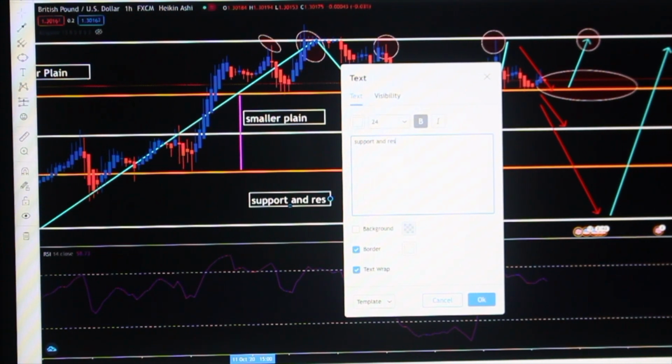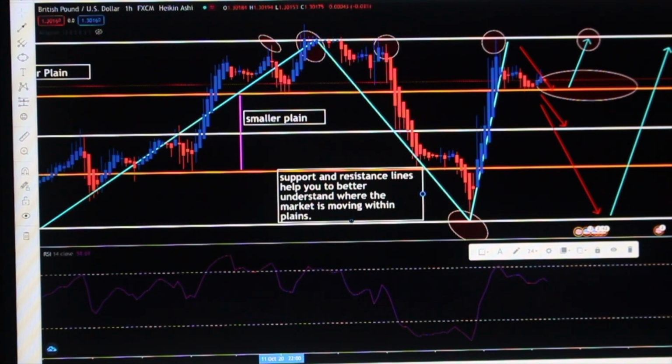And from there I will take a look to see if the candle breaks through and stays true, a solid candle, not just a wick. Then this is an indicator that it's going to continue to rise. But if not, and this candle goes from blue to red after touching that resistance line, then I know it's going to retrace back down, and you can catch profits on the way back down. The support and resistance lines here are to help you better understand where the market is moving within these planes.